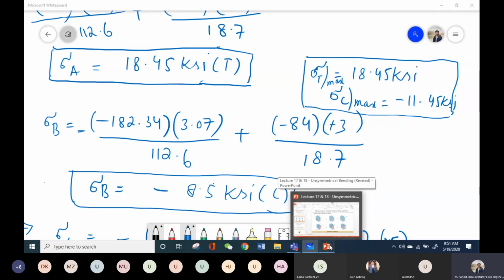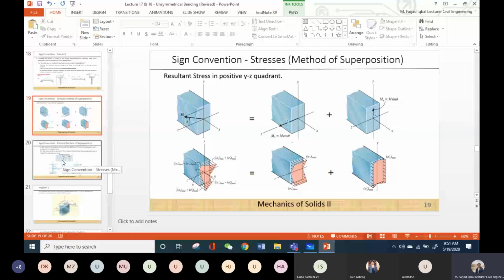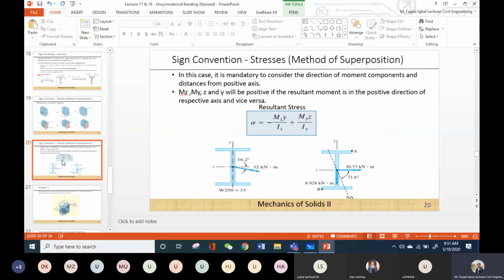So basically, this concludes our topic of unsymmetrical bending for the symmetrical section.